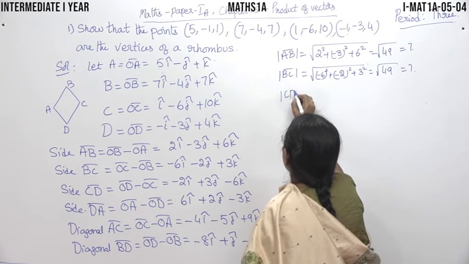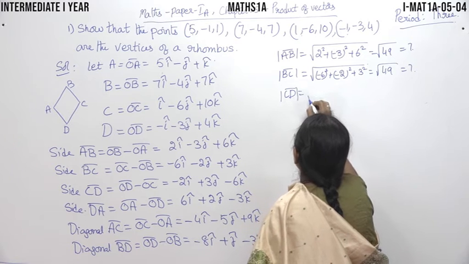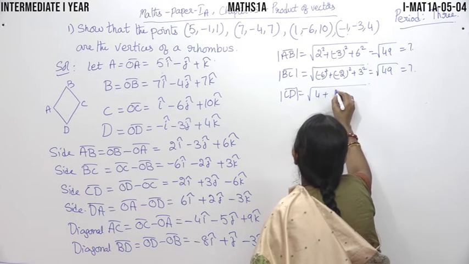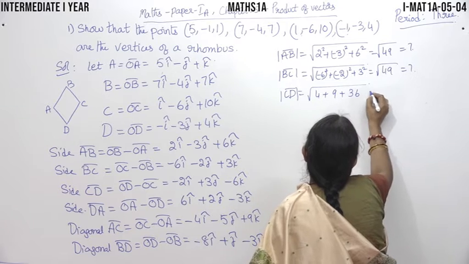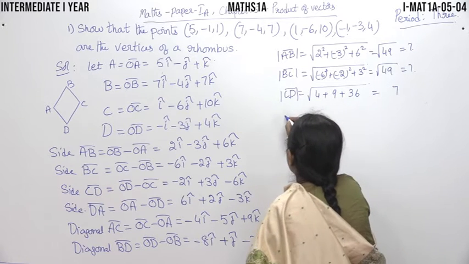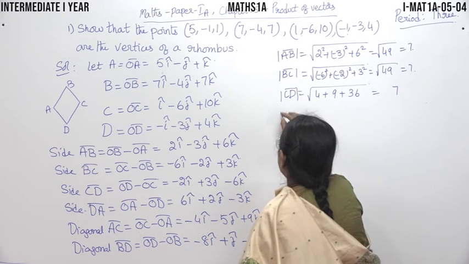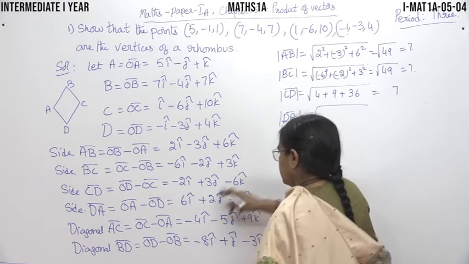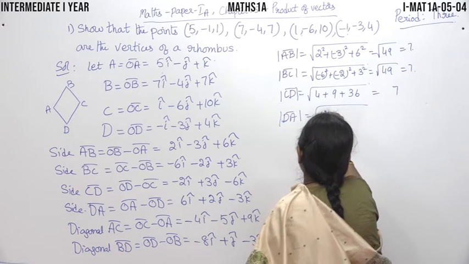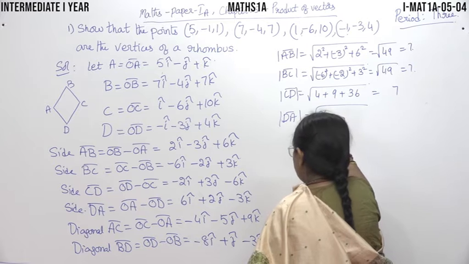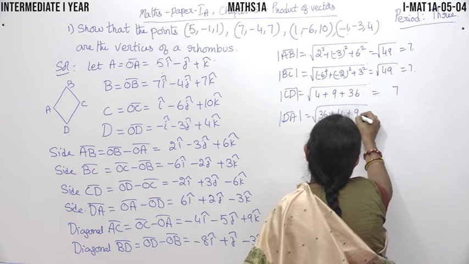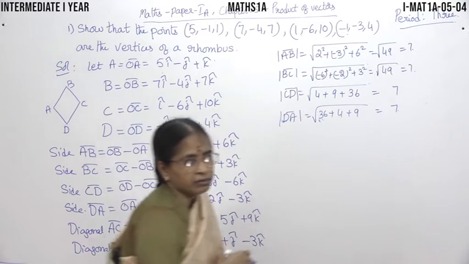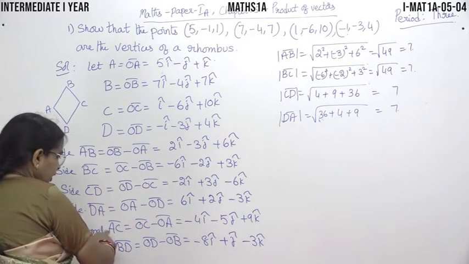Similarly, mod CD is also equal to root of 2 square, that is 4 plus 9 plus 36. So that is also equal to 7. And then mod DA is equal to, again you will get the same thing, 6 square plus 2 square plus 3 square, that means again 36 plus 4 plus 9. So you will get again 7. So all sides are equal. Now you take the diagonal.